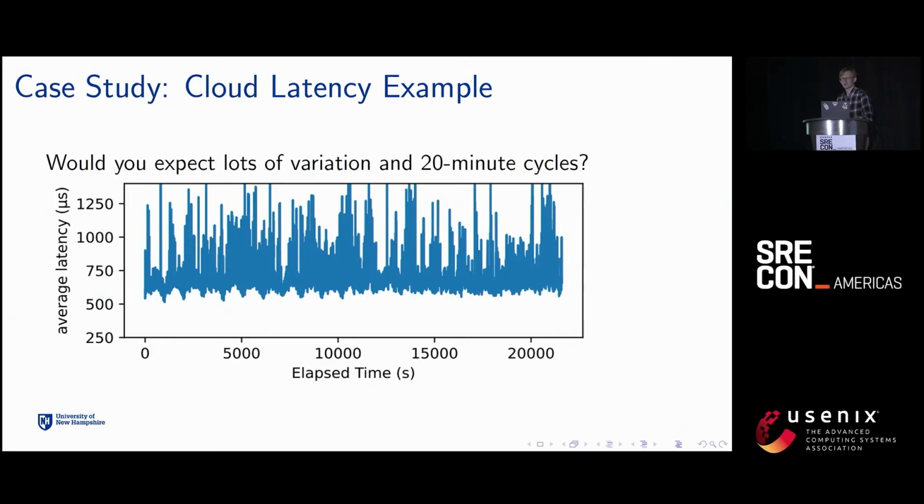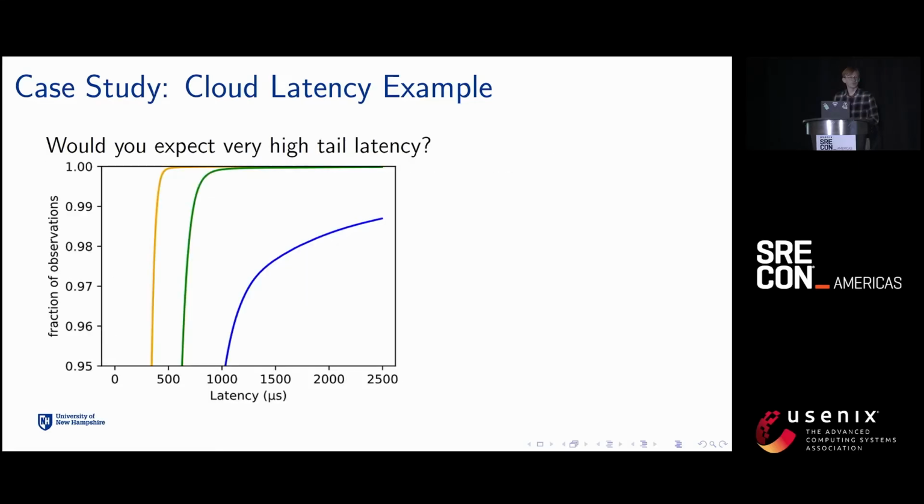Would you expect a lot of variation and some 20-minute cycles that seem to appear in this cloud? So this is a different cloud provider. I'm not naming them, but this is another observation, right? So much more variable, maybe not having those couple of huge spikes, but a lot of smaller yet very substantial variability and some kind of cyclical patterns, right? So this variability, these cyclical patterns, they can create high tail latency in that particular cloud, right?